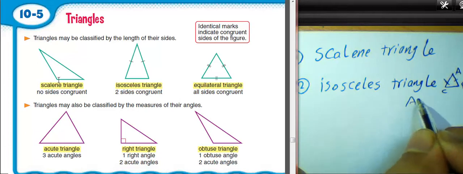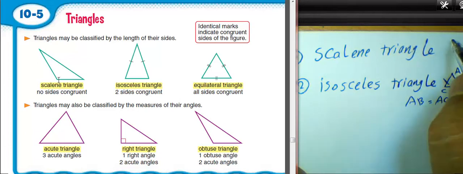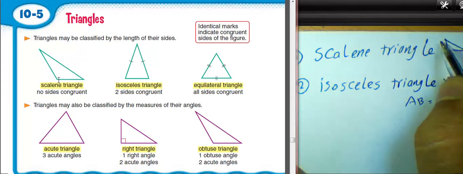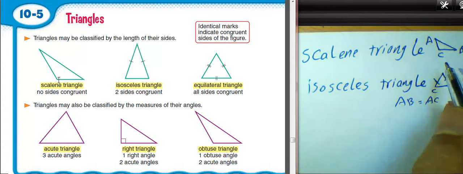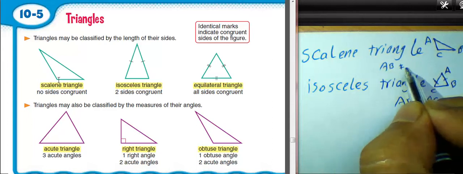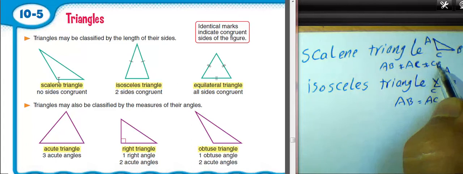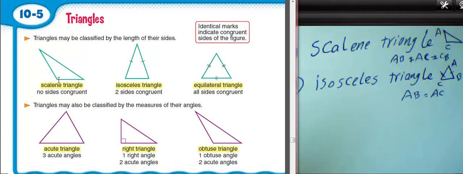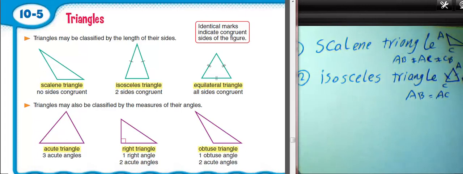We know AB equals AC. Scalene triangle, such as that triangle ABC. AB not equal BC not equal CA. AB not equal AC not equal CB in length. It was a scalene triangle. Number one, scalene triangle.